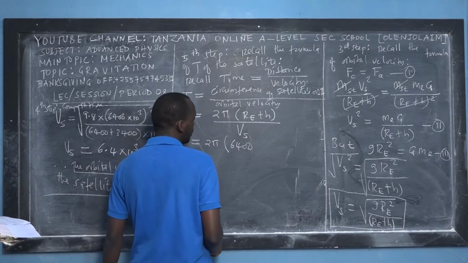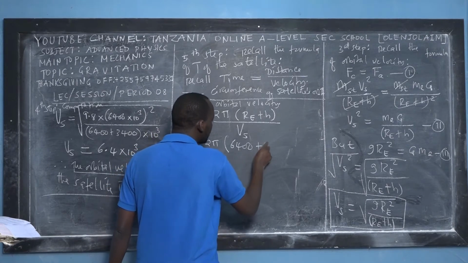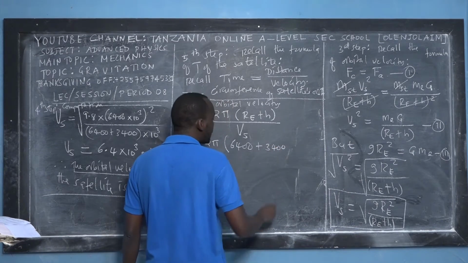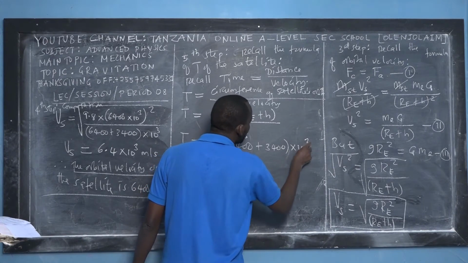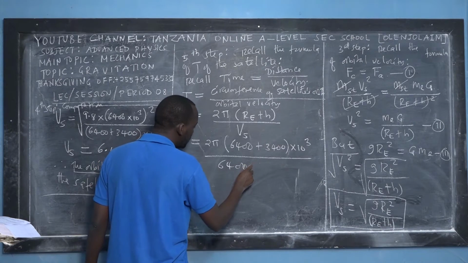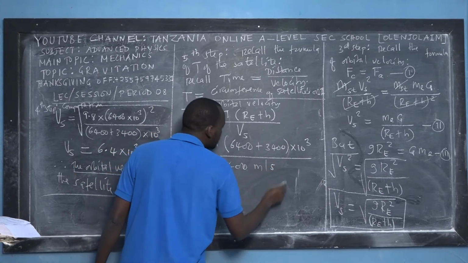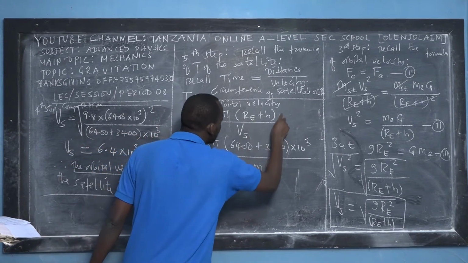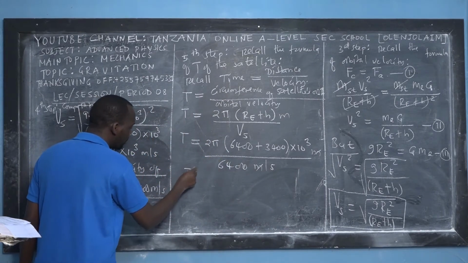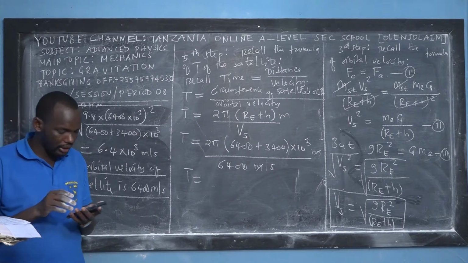6400 kilometers. Then the height of the orbit from the Earth's surface is 400 kilometers, times 10 to the power 3 in general, divided by the orbital velocity, which is 6400 meters per second. Remember that this is meter and this is meter, so meter and meter will cancel. So for the period of revolution, you have to use your scientific calculator and compute it quickly.